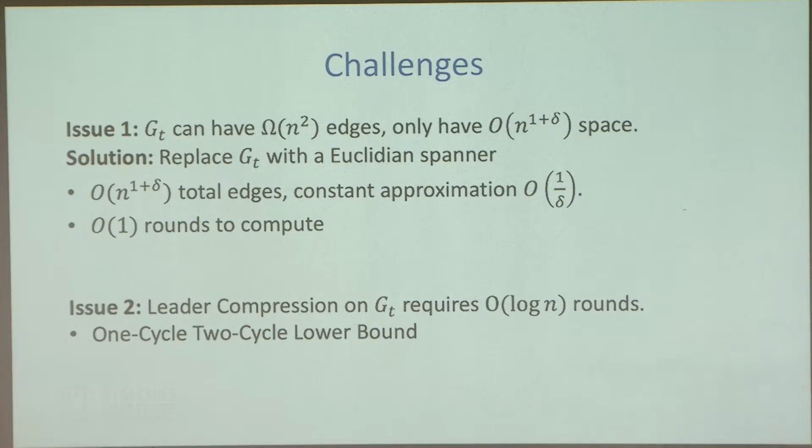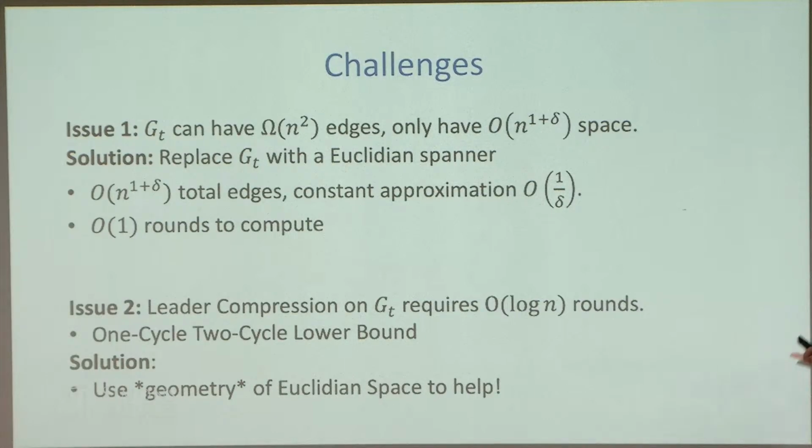Another issue is more crucial. As I mentioned before, with the leader compression algorithm itself, if you want to find the whole connected component, then you need log number of rounds. And to find the connected components, it's hard to get a faster algorithm because of the 1-cycle versus 2-cycle conjecture. This conjecture means that if you have a graph which is either one cycle or two cycles, and you want to distinguish these two cases, then you probably need log n number of rounds. Then what's our solution here? As I mentioned earlier, we can use the geometry information of this Euclidean space.